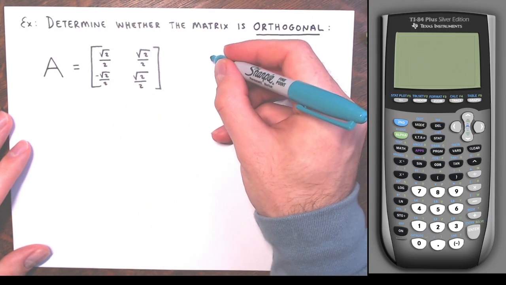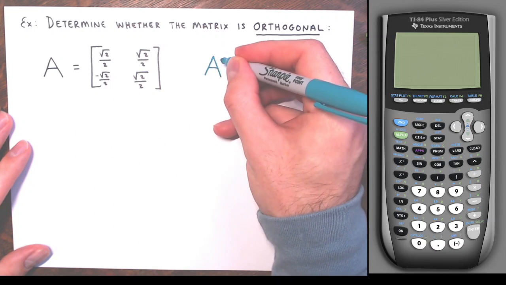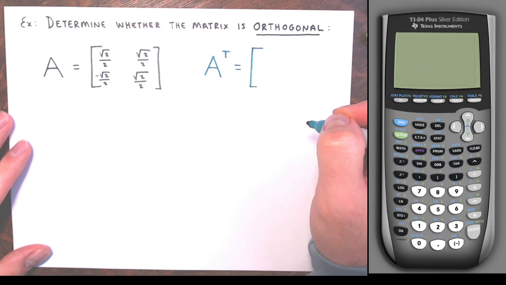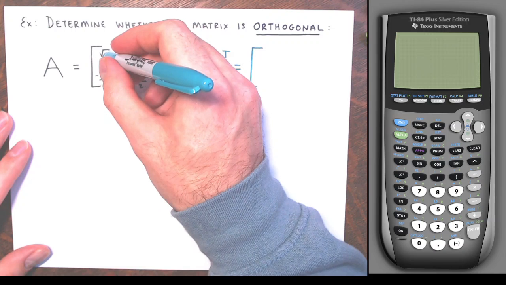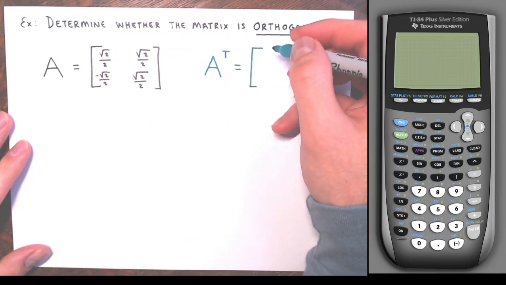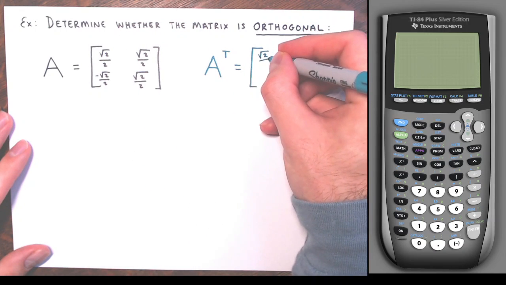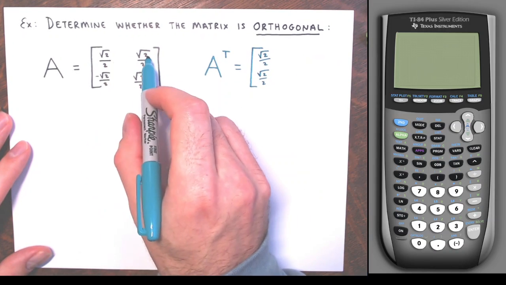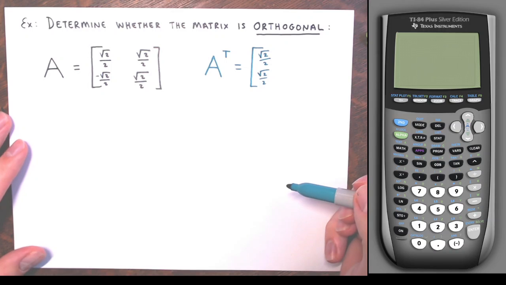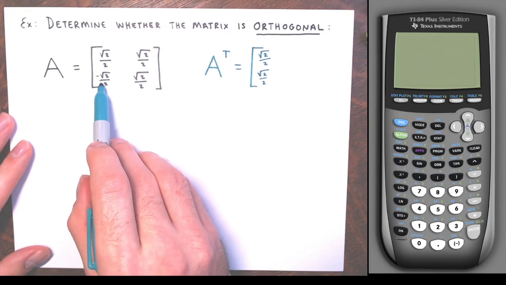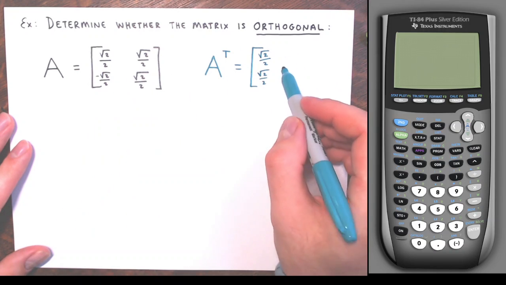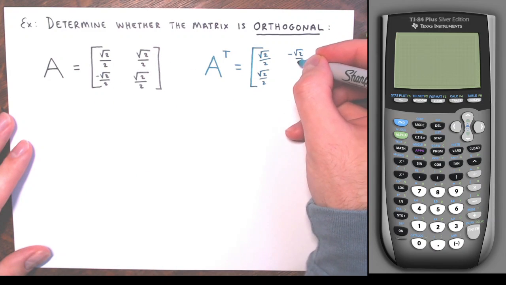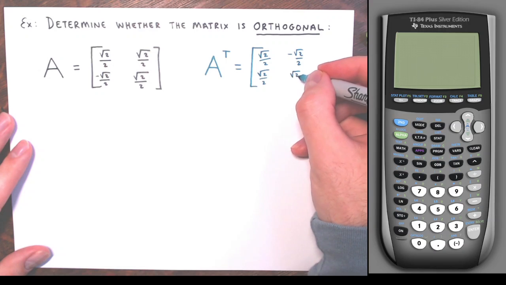Alright, so let's see what A transpose is. The transpose is pretty easy to write, so it should be another 2 by 2. The first row of A becomes the first column of A transpose, so it'd be square root of 2 over 2, square root of 2 over 2, both positive. And then the second row of A becomes the second column of A transpose. So that was negative square root of 2 over 2 and positive square root of 2 over 2.